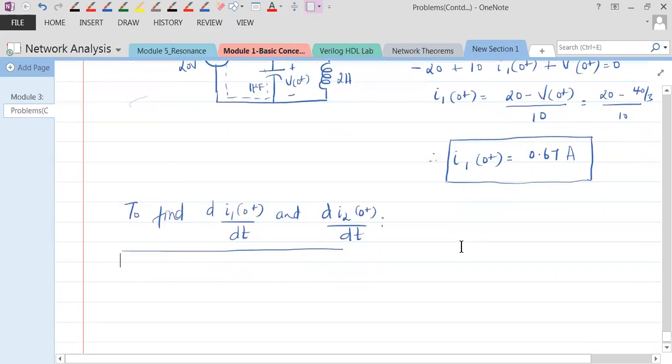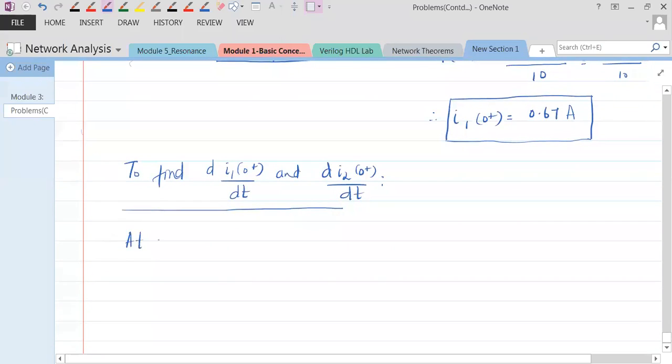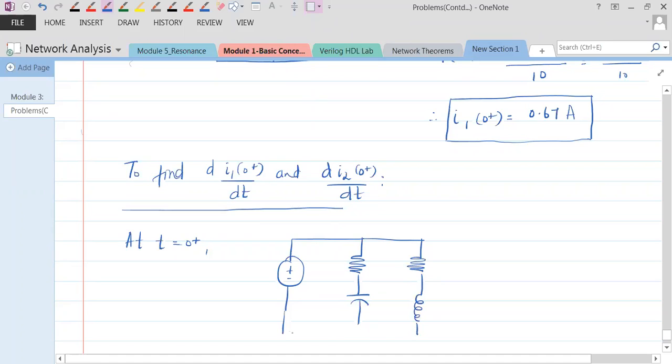So what are we up to? We again have to find out the current, the circuit at t equal to 0 plus again. We have written that circuit already in the last step. Let's write that again with a different purpose now. Fine, so this is 10 ohms, 1 microfarad, 10 ohms, and 2 henries. This is I1 of 0 plus, and this is I2 of 0 plus.